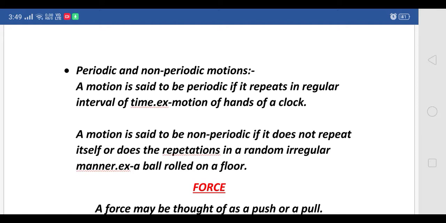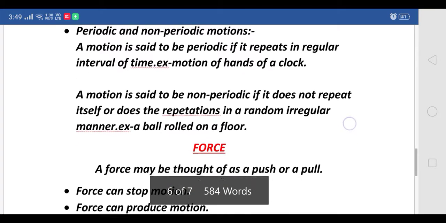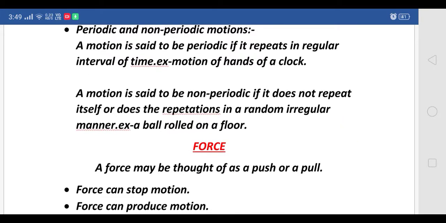The next is force. What is force? A push or pull on an object is called force. A force may be thought as a push or pull. So what are the effects of these force? When we apply force, we can stop a motion. Suppose when a ball is rolling on the floor and you apply force and stop it with your hands. So in this way, force can stop the motion.